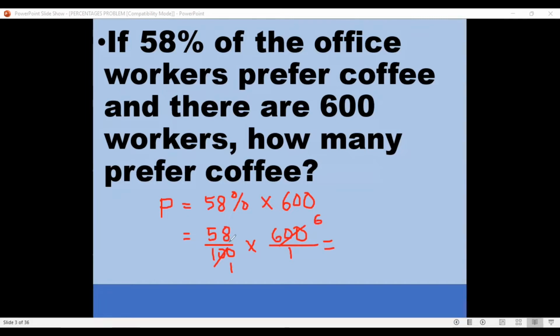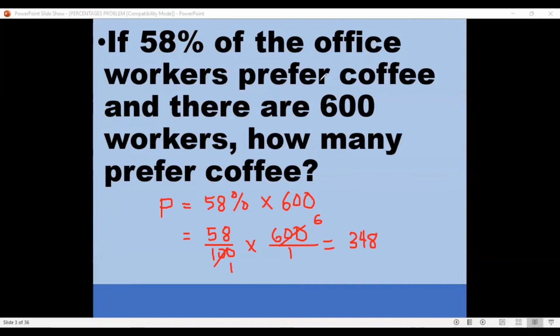So therefore, if you are going now to multiply 58 by 6, so 6 times 8, that is equivalent to 48. And then 30 plus 4 is equivalent to 34. Which simply means that there are 348 people out of the 600, 348 of them prefer coffee. So this 348 is the 58% of the workers. Now this is with the use of what we call the percent being changed to fraction.